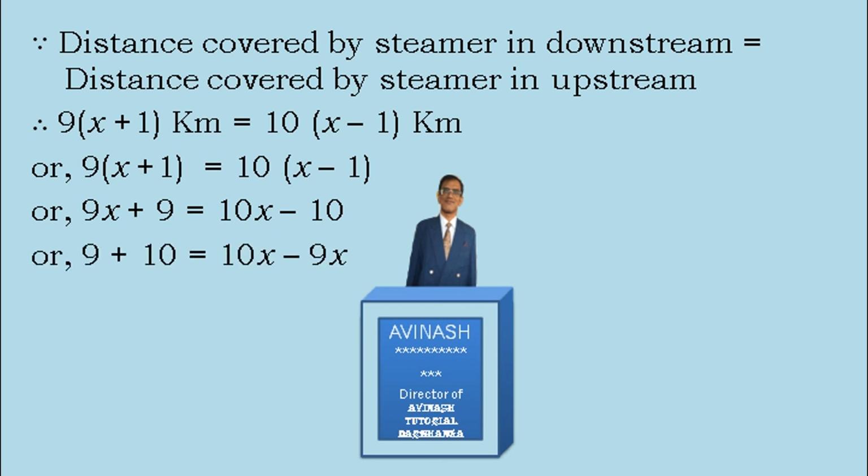Now, if we bring the 9x from the left-hand side to the right-hand side, it becomes minus 9x. Similarly, if we take minus 10 from the left-hand side to the right-hand side, it becomes plus 10. Further solving, we get 19 is equal to x, or we can say that x is equal to 19 kilometer per hour. Why is it 19 kilometer per hour? Because we assumed that the speed of the steamer be x kilometer per hour.